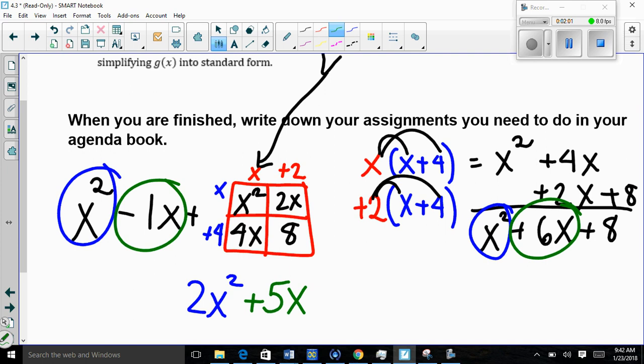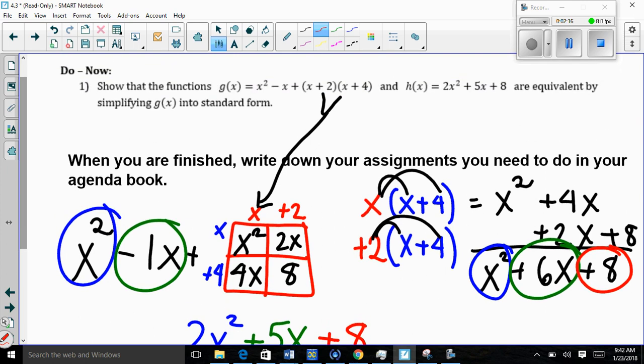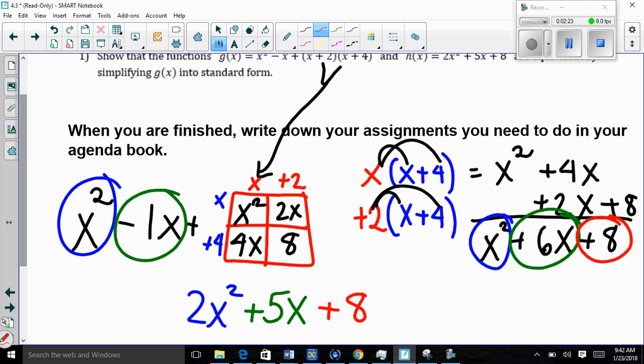And then 8 is all by its lonely self, so 8 is the only constant, so I just bring it down. The question just said, show us how that up there equals that. I showed my work, that's it. So here it just says, show how this and that are equal.